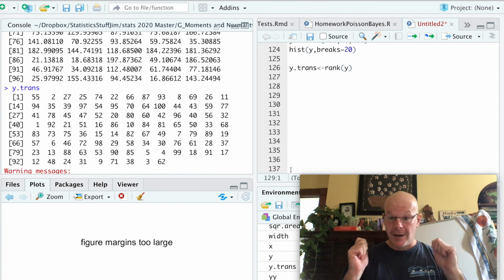All right, that's it for our little bit of housekeeping, and now we will just sit and ponder the wonderful world of the normal distribution.